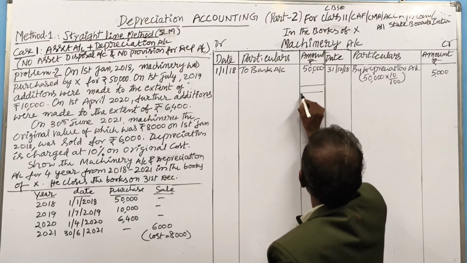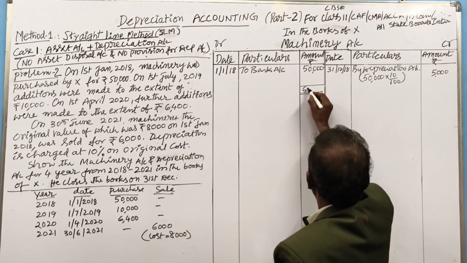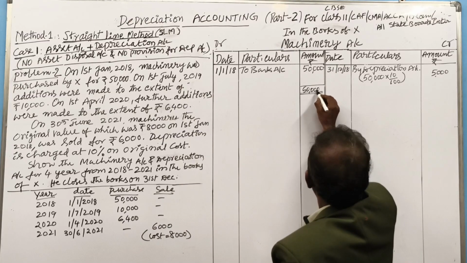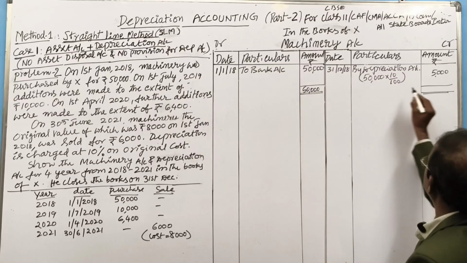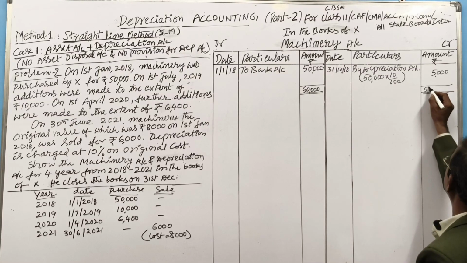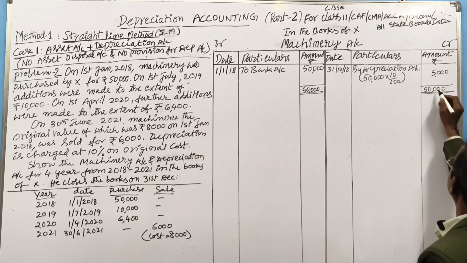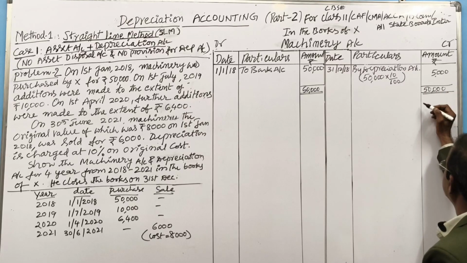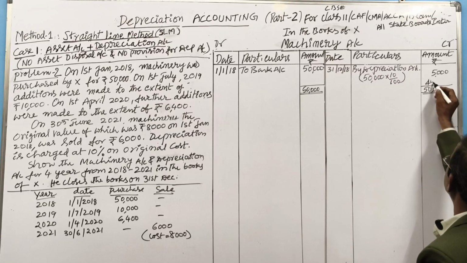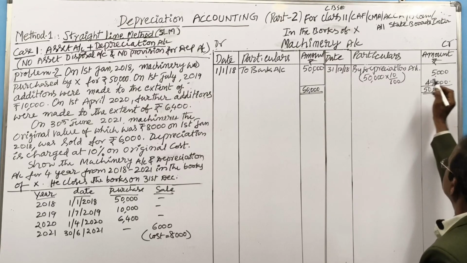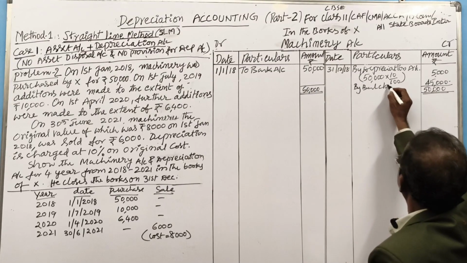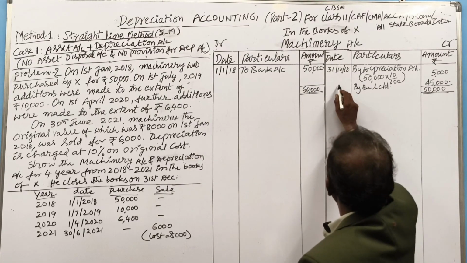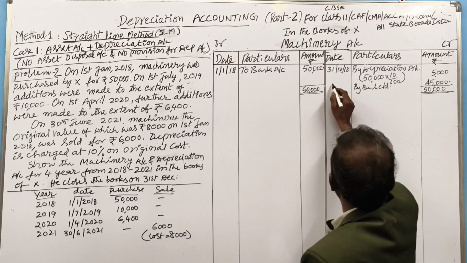How? First you take the debit side total, put the same amount on the credit side. This total comes here, 50,000. This 50,000 minus 5,000 is 45,000. This is the balance. By balance carried down. You have to write the same date, end of the year.